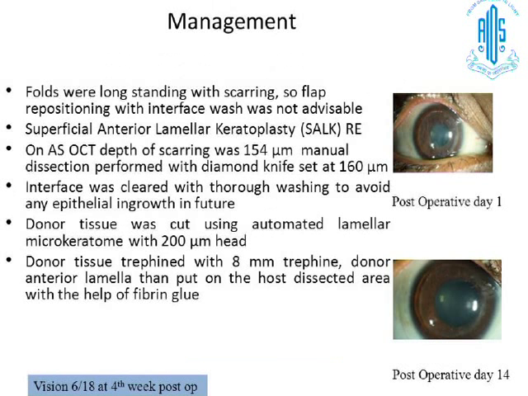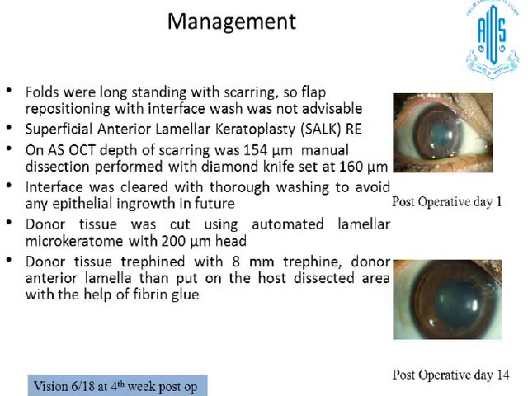So for the management, the folds were long-standing, there was scarring, and we felt that just lifting the flap and repositioning was not an option or advisable. Superficial anterior lamellar keratoplasty was planned on ASOCT. The depth of scarring was 154 microns, and manual dissection was performed with a diamond knife set at about 160 microns. The interface was cleared thoroughly with washing to avoid any epithelial ingrowth.